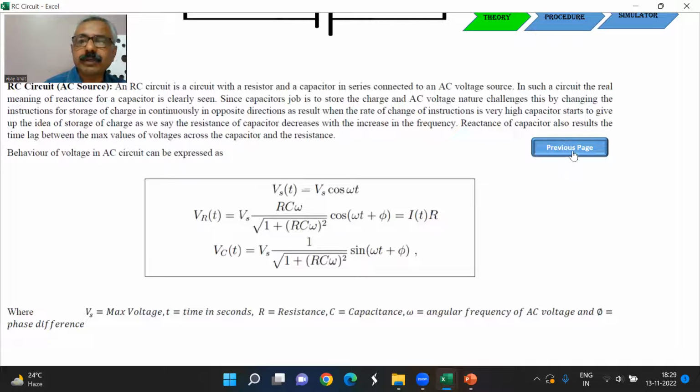Now we will be going to the page of the simulator, and we will try to perform the experiment. We will try to observe the various things in a DC circuit with the RC combination and an AC circuit with the RC combination.